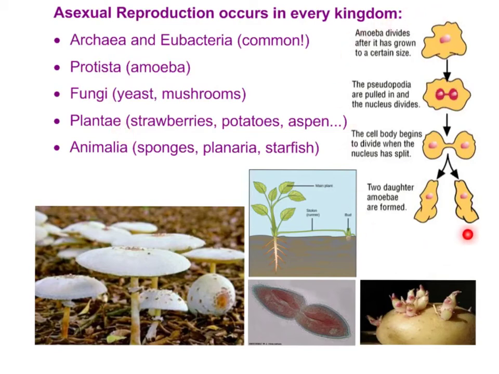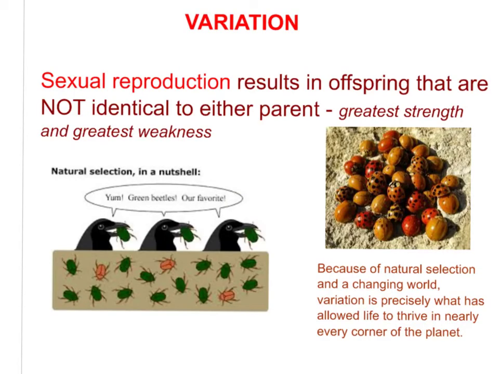Here is what happens for asexual reproduction. Basically, cell division. You get two identical daughter cells. So if it's this simple, why is it that sexual reproduction occurs? What is the big deal about it? Here is the big deal: variation. Variation is the key to sexual reproduction.